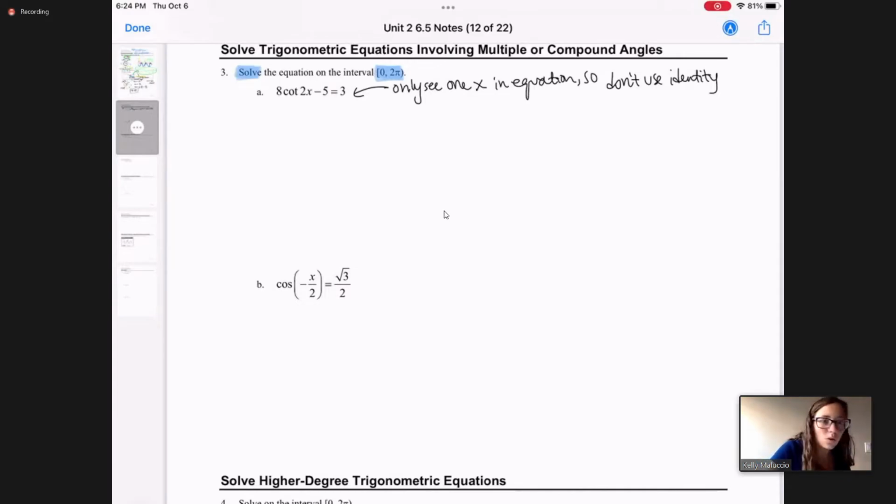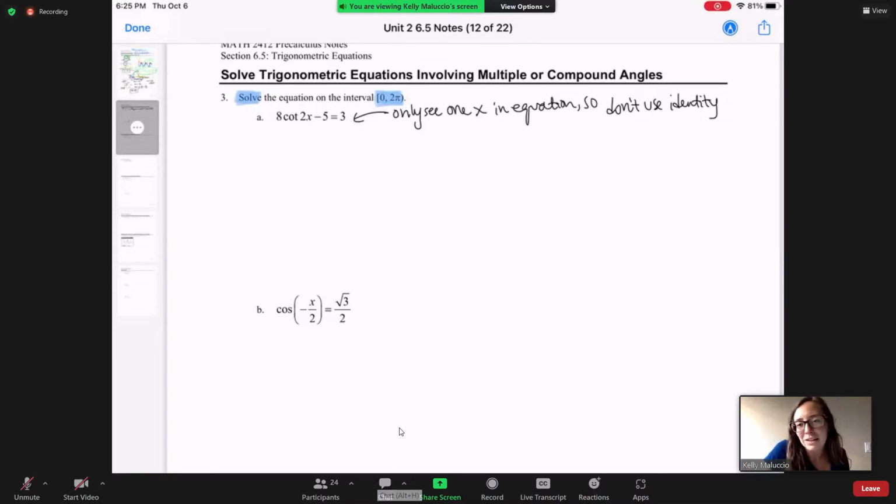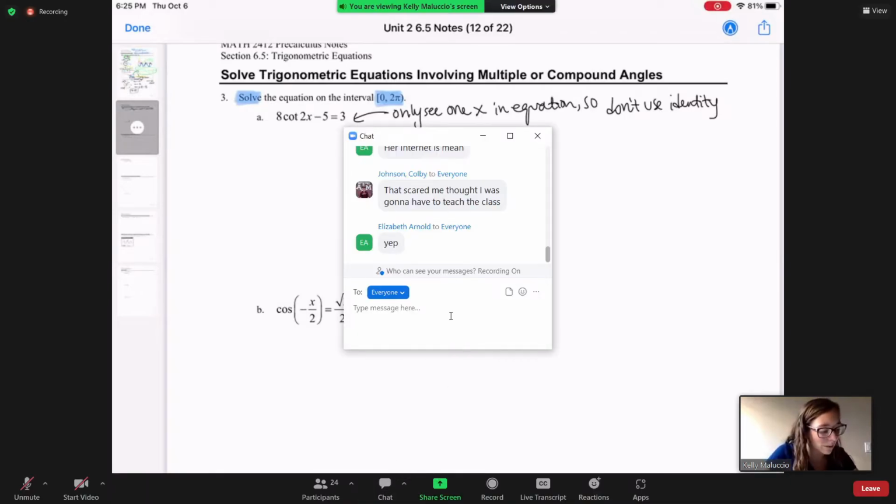Okay, so we're back. We can see this same thing, right? So I was saying we don't want to use the trig identity, like the double angle form. We're just going to convert it to sine and cosine and then go from there, right? So what we do first is we want the cotangent all by itself. We need to get this by itself.